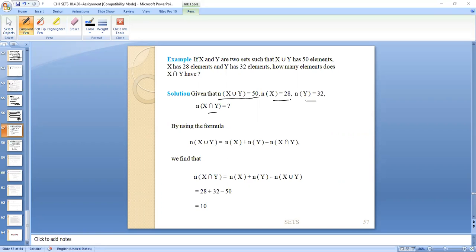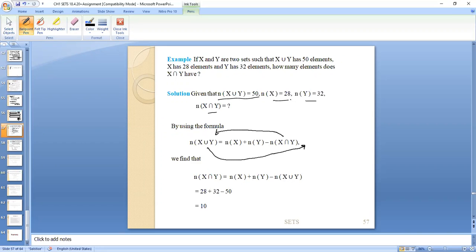Okay, we have to find the intersection, so we are rearranging the values. This intersection we are taking to the left hand side, and this union we will take to the right hand side. So number of elements in X intersection Y is number of elements in X plus number of elements in Y minus number of elements in X union Y. Now put all the values.